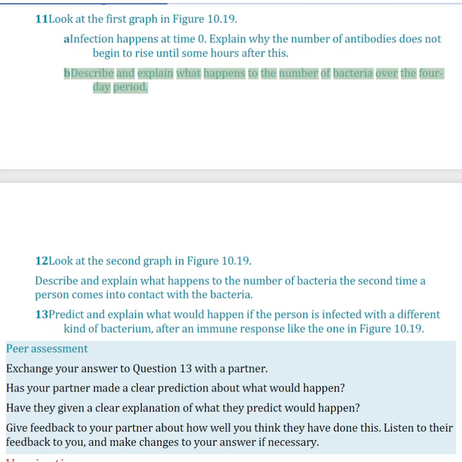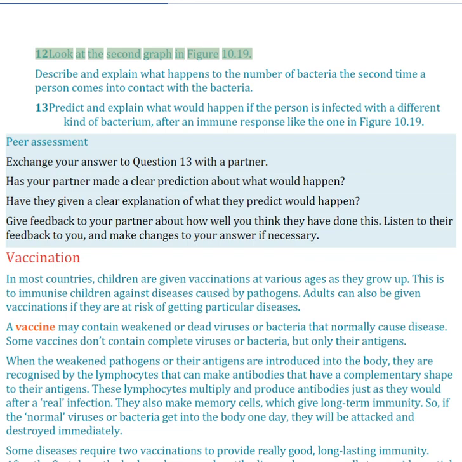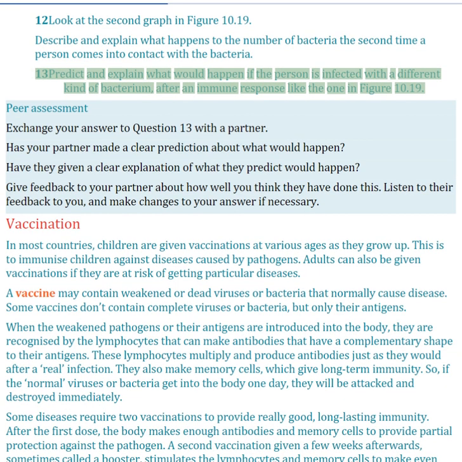B. Describe and explain what happens to the number of bacteria over the 4-day period. 12. Look at the second graph in Figure 10.19. Describe and explain what happens to the number of bacteria the second time a person comes into contact with the bacteria. 13. Predict and explain what would happen if the person is infected with a different kind of bacterium after an immune response like the one in Figure 10.19.